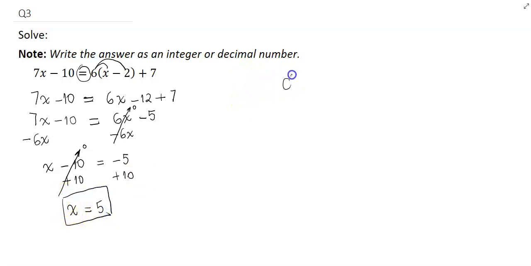Remember that you can always check your answer for the value that you found on the original one. So 7 times 5 minus 10. What is this? 35 minus 10, 25. This is my left expression, right? The expression 7x minus 10.